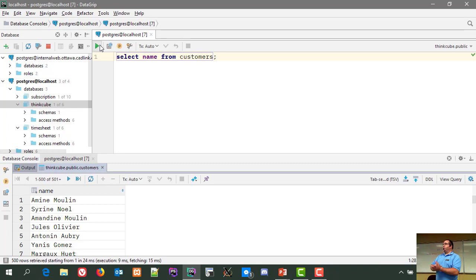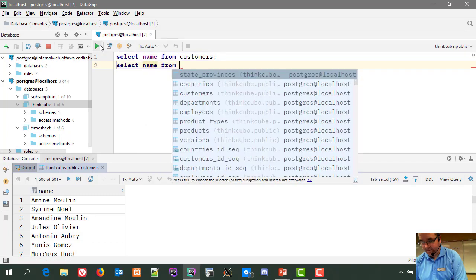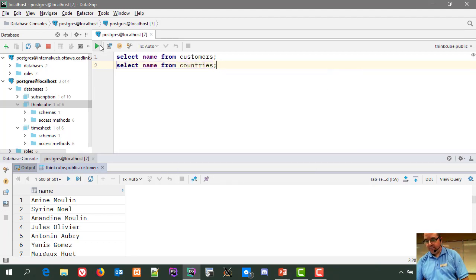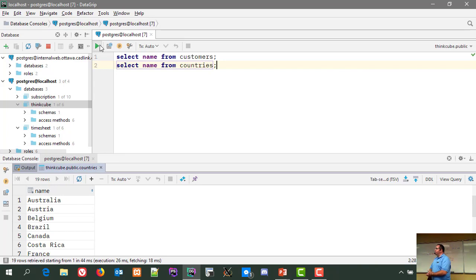Okay, so select name from customers. This is something you've seen. I showed you guys this last week. Now, I can go, and definitely not that. And there's the countries. Let's just say I want to know what country a given customer is from. I need to do it. The proper way of doing this is using a join. There's a few different ways of doing it, but the proper way of doing it is a join.